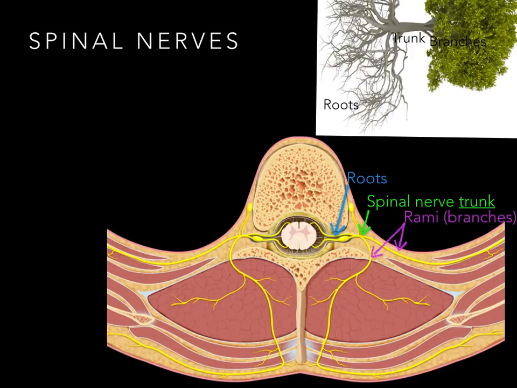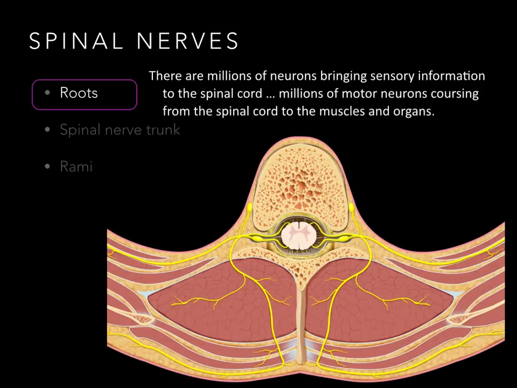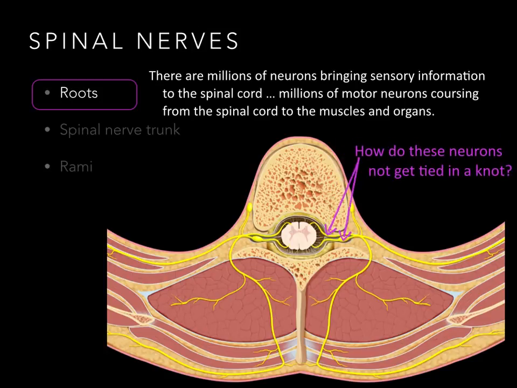The term ramus, or rami for plural, means branches. Roots lead into a trunk, lead into branches, just like a tree. And so there we have the root, spinal nerve trunk, and the rami. So first, let's take a look at the roots. There are millions of neurons bringing sensory information to the spinal cord, and there are millions of motor neurons coursing from the spinal cord to all the muscles and the organs. So it begs the question, how do these neurons not get tied in a knot?